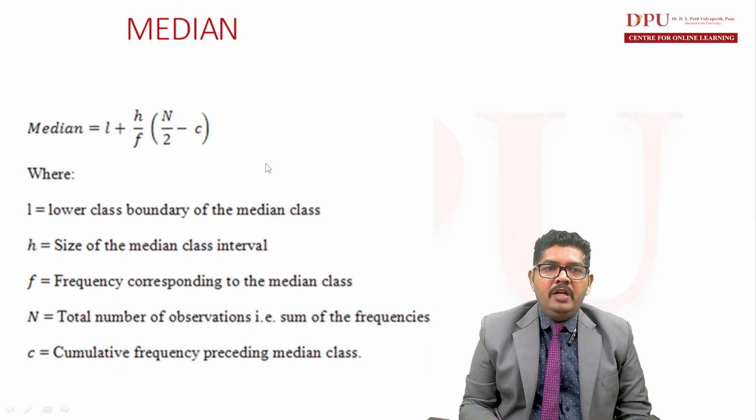So for group data, median is equal to L plus H divided by F, multiplied by the bracket n/2 minus C. L is the lower limit, H is the class width, F is the frequency of the median class, n is the total number of observations, and C is the cumulative frequency of the class preceding the median class.